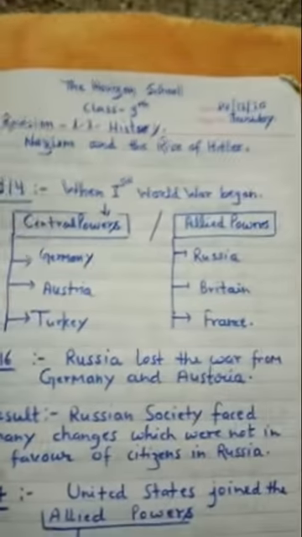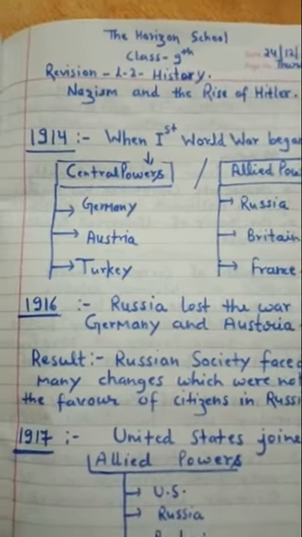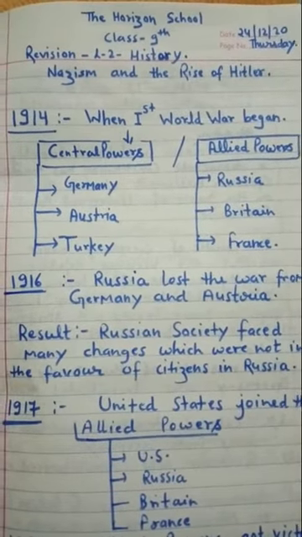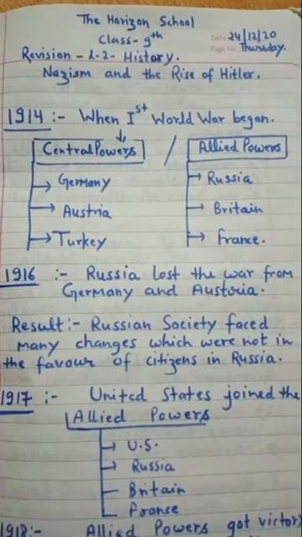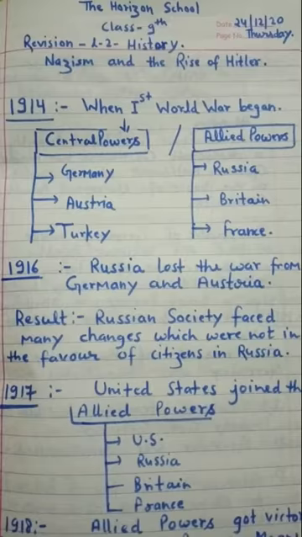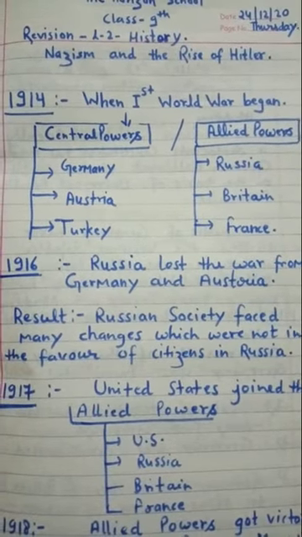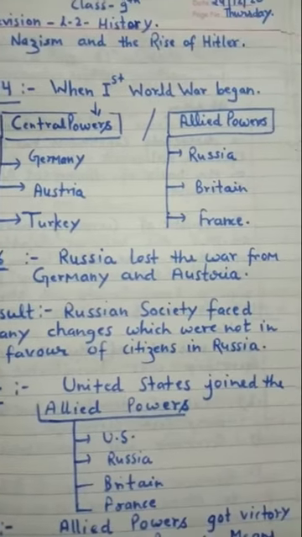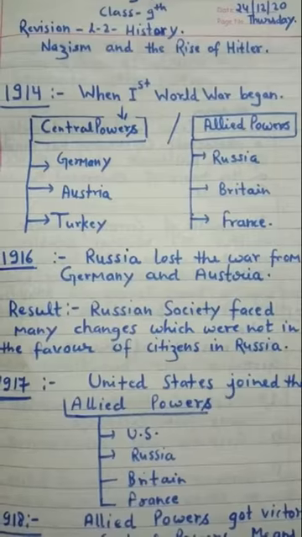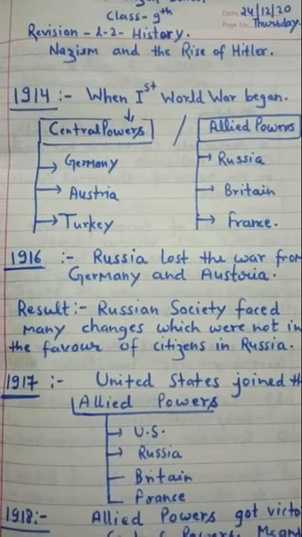When we start the chapter for class ninth, Nazism and the Rise of Hitler, first of all we start with the year 1914, the year when the First World War began between the Central Powers and the Allied Powers. The Central Powers included Germany, Austria and Turkey, while the Allied Powers included Russia, Britain and France. So between the Central Powers and the Allied Powers, the First World War began in 1914.